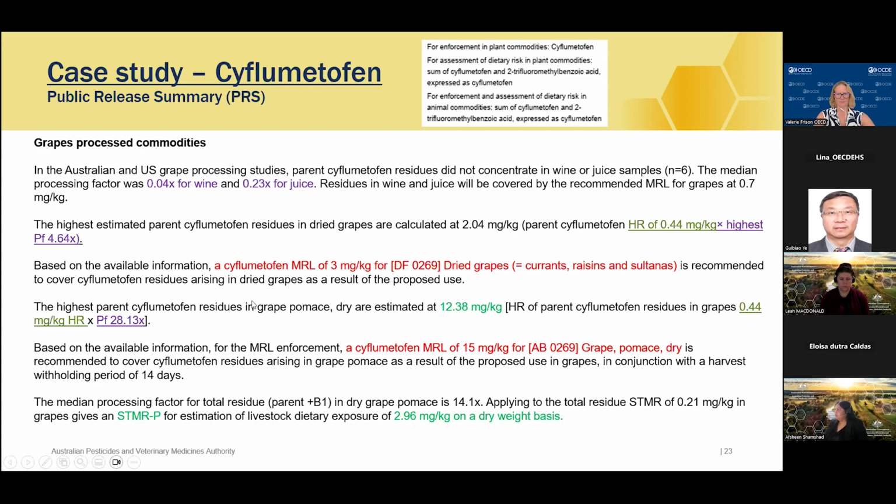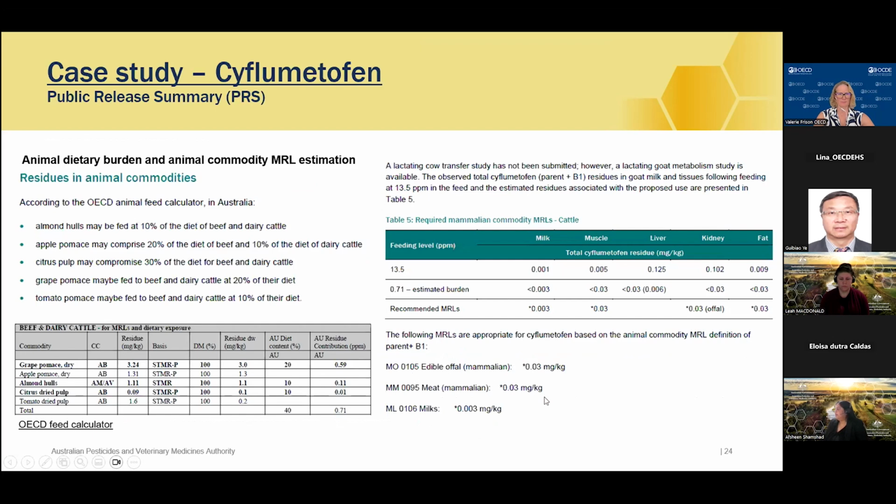So for animal commodities, because this was the first active, we also established animal commodity MRLs. According to the OECD Animal Feed Calculator, grape pomace is fed to beef and dairy cattle in Australia at 20% of their diet, and because other commodities are also fed at certain different percentages, we use all of them in the assessment of livestock burden. The livestock burden was estimated at 0.71.